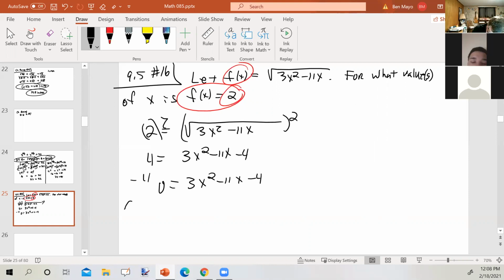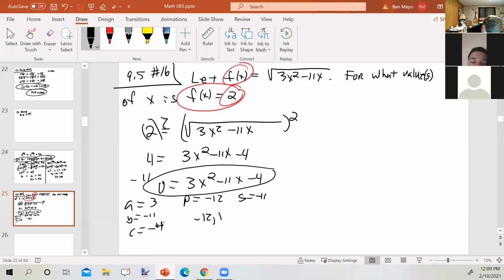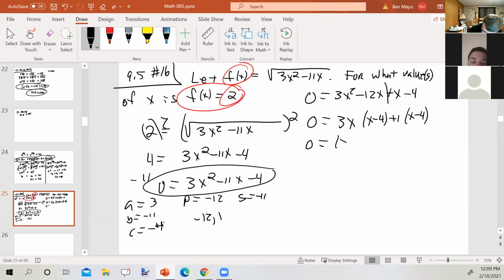And let's use factoring by grouping. A is 3, B is negative 11, C is negative 4. The product is negative 12. The sum is negative 11. How about negative 12 and 1? That would be a product of negative 12 and a sum of negative 11. So I'm going to take this equation and split it up. 0 equals 3x squared minus 12x plus x minus 4. 0 equals 3x times x minus 4 plus 1 times x minus 4. 0 equals x minus 4 times 3x plus 1.